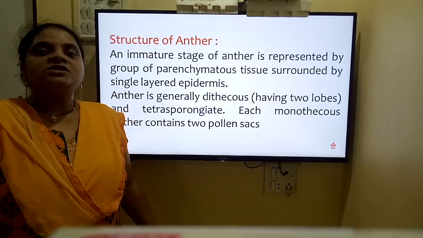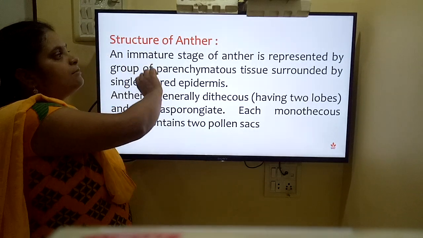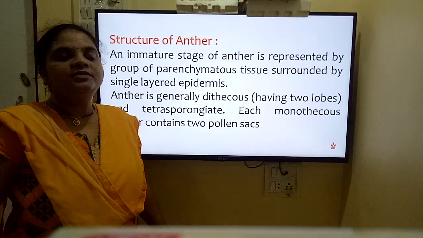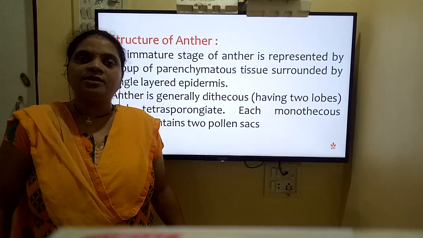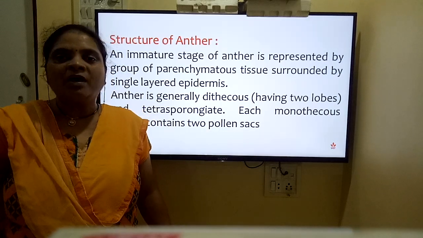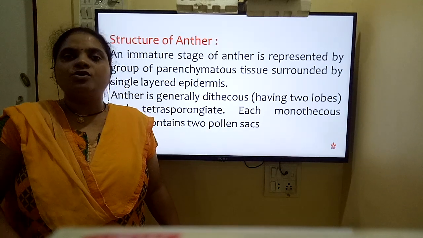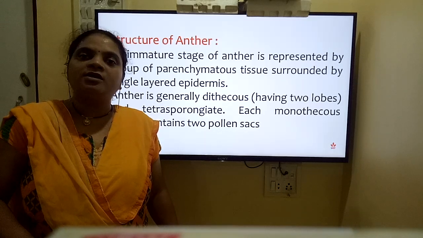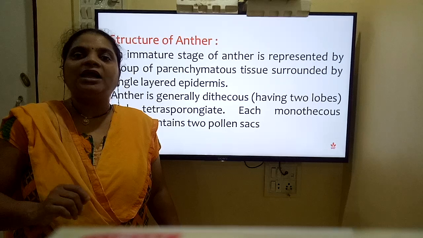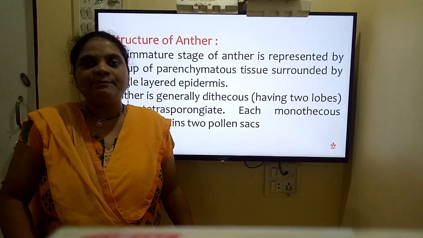Now this immature anther, in the immature stage of the anther, is represented by the group of parenchymatous tissue which are covered by the epidermis layer. So immature anther possesses what? Group of parenchymatous tissue. Okay, and that gets covered by the epidermis layer.